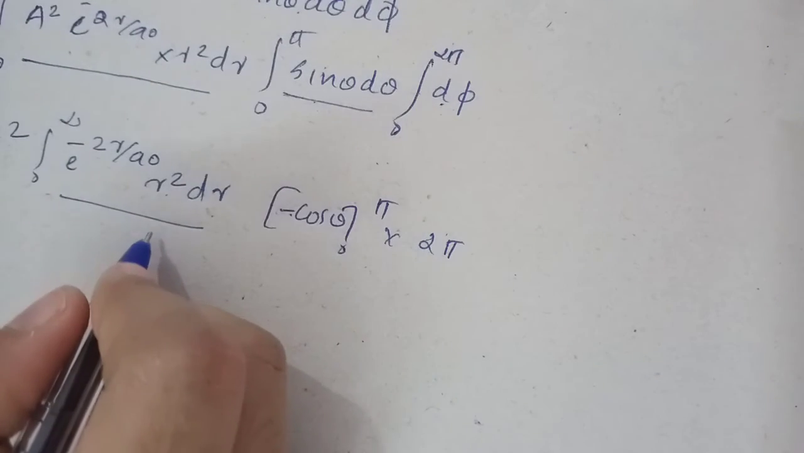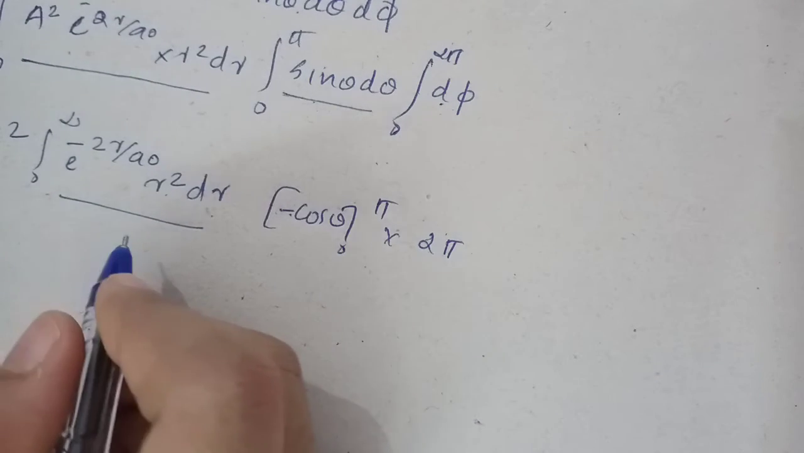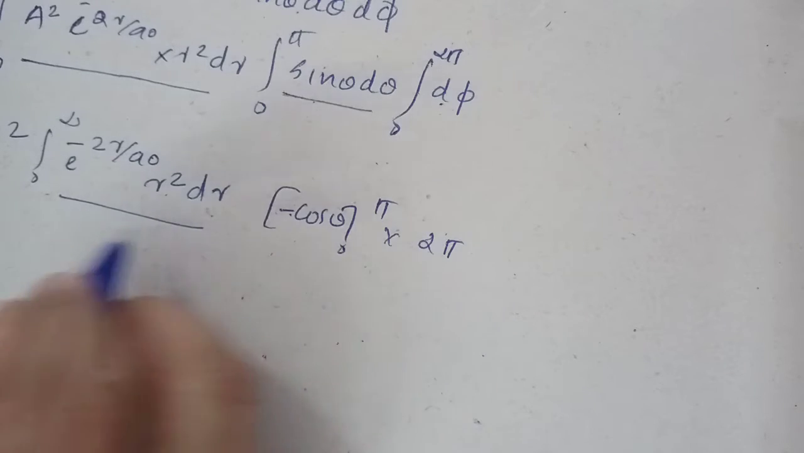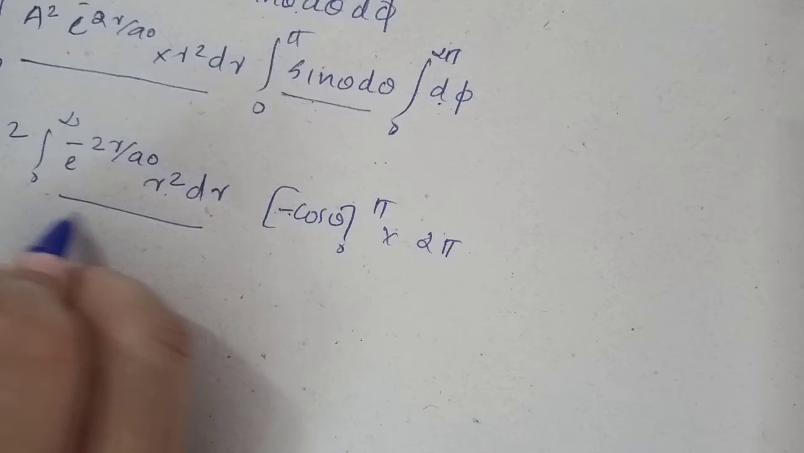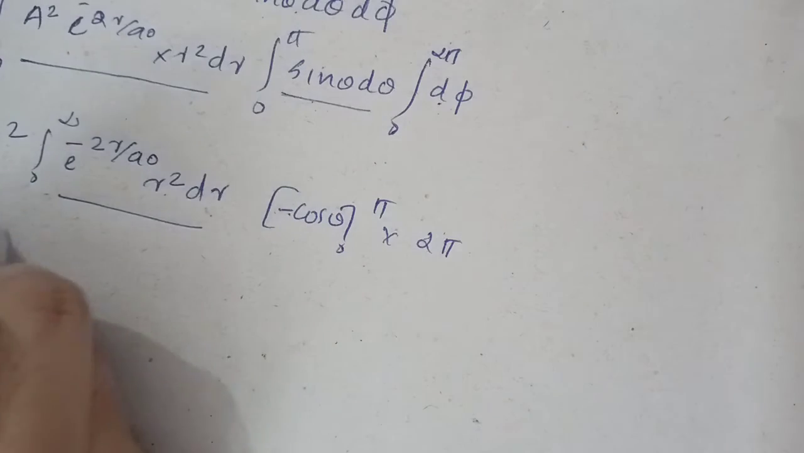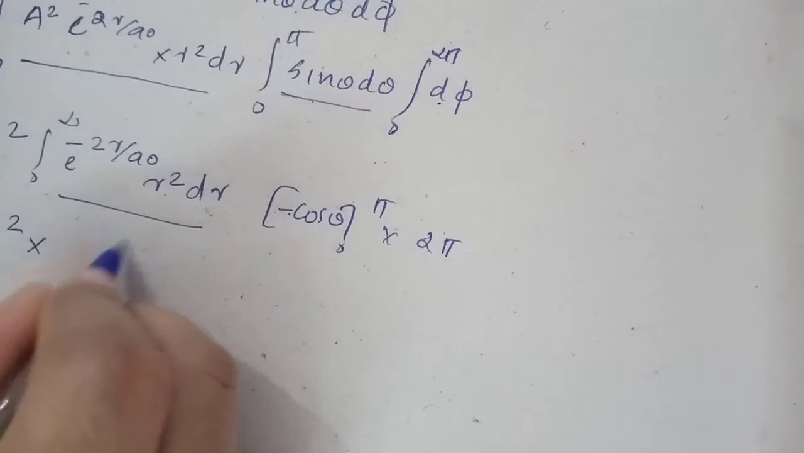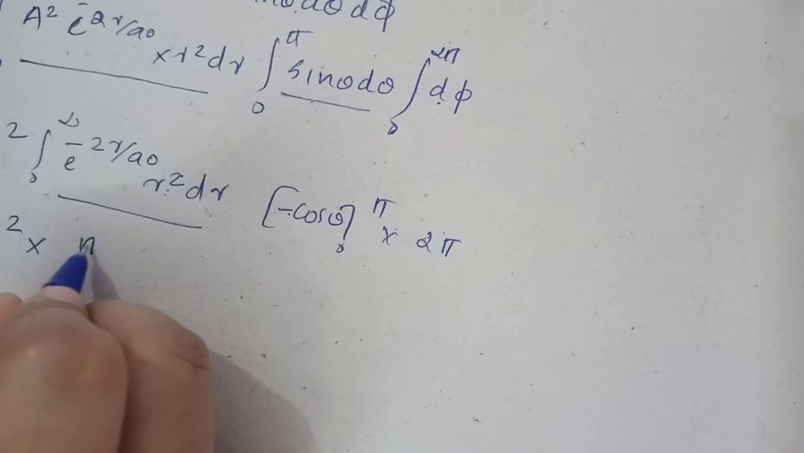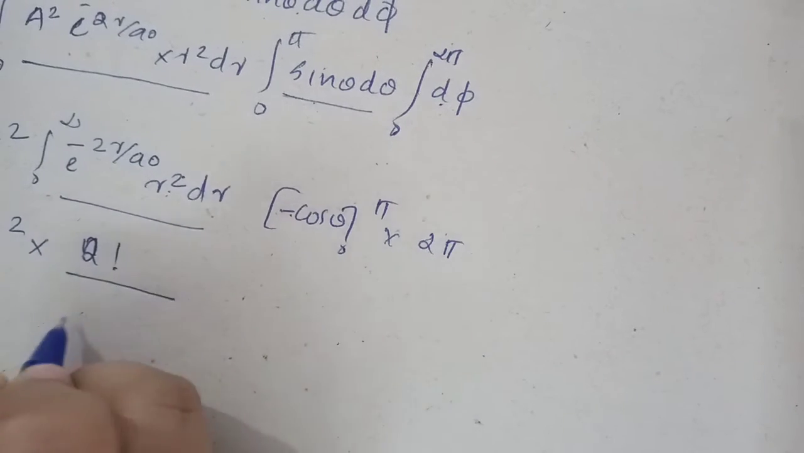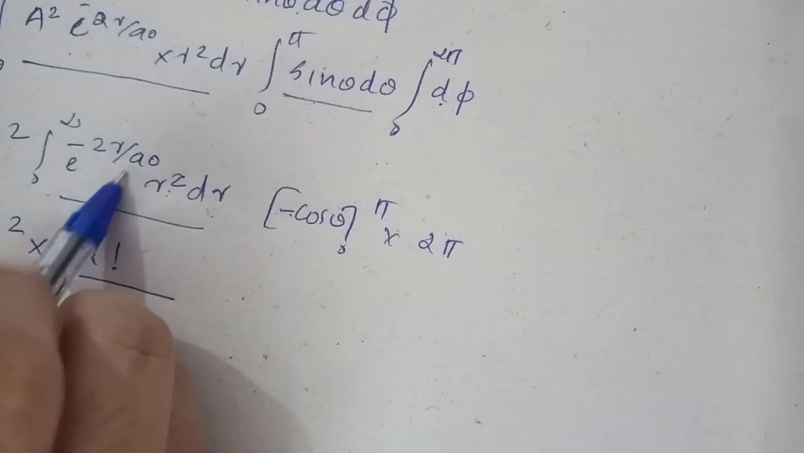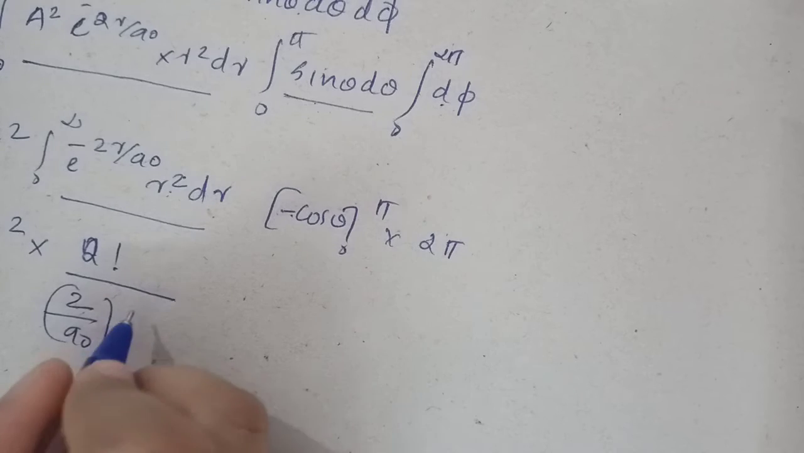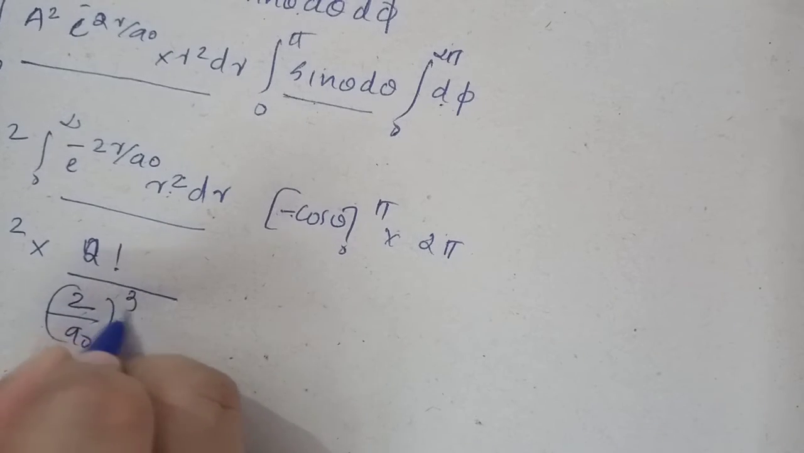So this is the integral from 0 to infinity of x raised to n e raised to minus ax dx. This is the formula, and this is a gamma function. So a squared into the function, if it is x squared, that is 2 factorial divided by a raised to n plus 1, where a is 2 by a naught, and n plus 1 is 2 plus 1, that is 3.